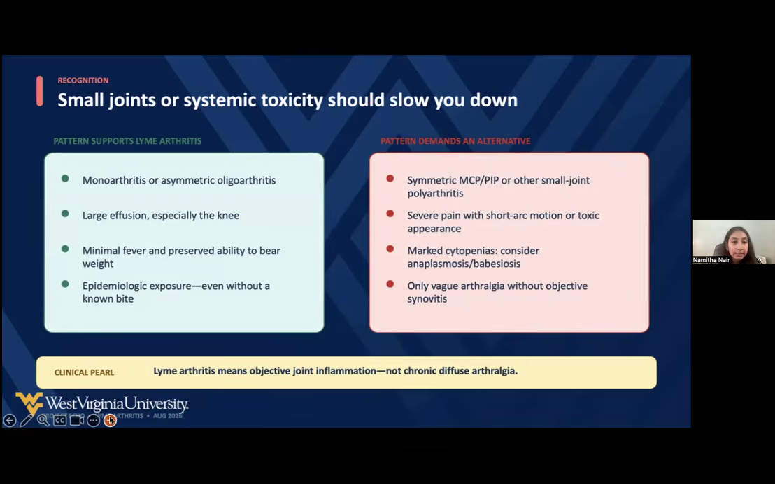Usually when it is Lyme's, like I said, there's minimal fever, they're able to bear weight, and then maybe think about the epidemiology. Did they go outside somewhere? Was there a possibility of an exposure, even if they don't recall the tick bite per se? So Lyme's arthritis means objective joint inflammation. It's not just a chronic diffuse arthralgia. So that should also be remembered.